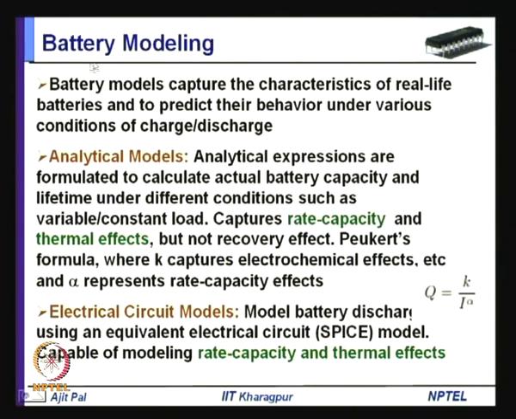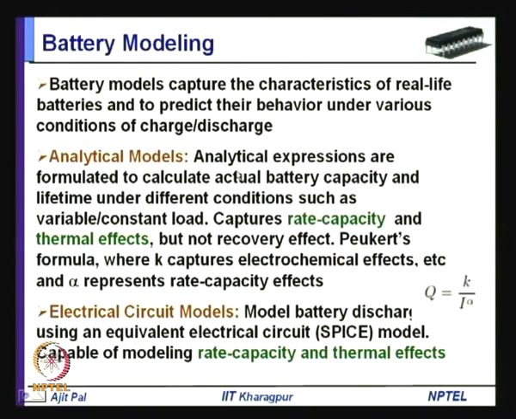Now, whenever you do this, you have to use a model of the battery. Battery models capture the characteristics of real life batteries and predict their behavior under various conditions of charge and discharge. So, that is the requirement of the model, and there are different types of models. Number one is the analytical model.